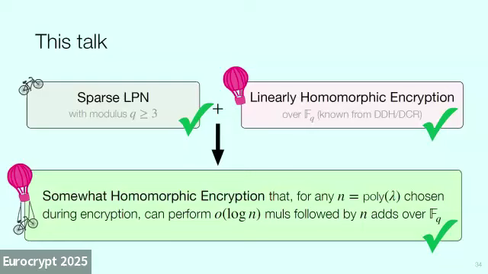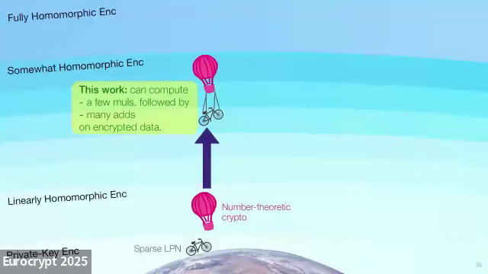Okay, so this really is it. This is the entire somewhat homomorphic encryption scheme. So what we saw in this talk is that we can combine the sparse LPN assumption with a linearly homomorphic encryption scheme to get something much more powerful. And so we performed a few multiplications and many additions on encrypted data. And so I just wanted to leave you with some open questions.